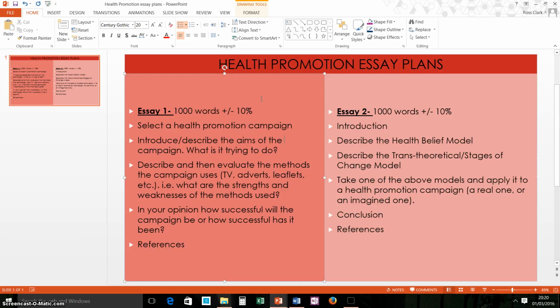So just try and break them down as I've done here. Try and do a little bit at a time so it's not overwhelming you. You don't want to be working too hard over Easter.